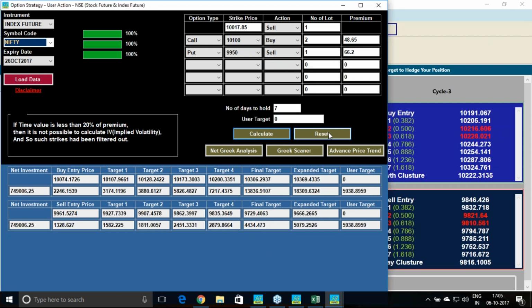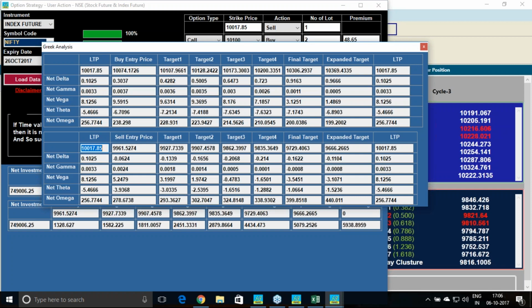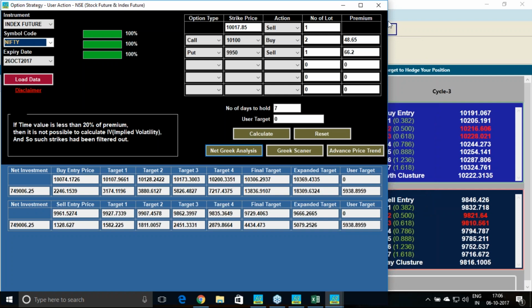If you calculate this one, just look at the profitability. In case there is a fall, you are gaining. In case it is going in an uptrend, 10,100, 10,173, your profit is growing. In case of a fall also, you have a very small profit, but profit is there. Similar strategies with delta near zero, and the net Greek is coming this way, 0.10 currently. So once the uptrend gives you a breakout, you can profit.